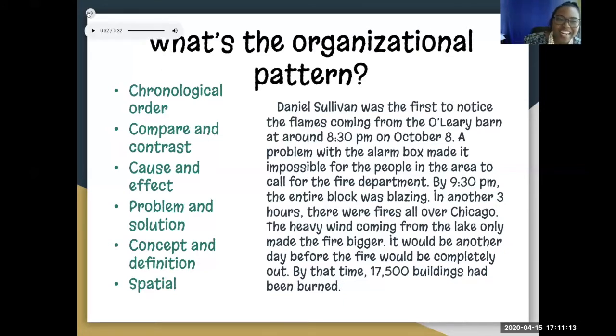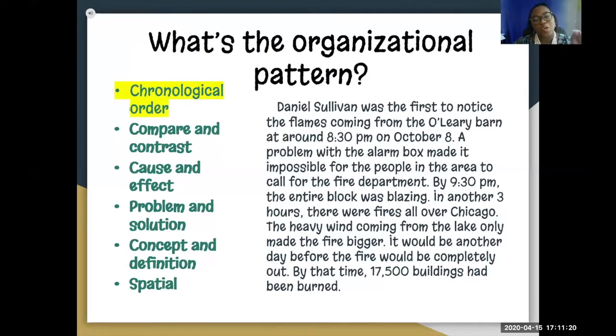Hooray! All right. So with that 30 seconds, I hope that you guys have figured out that this was chronological order. Okay? Now we have some clue words like first, 8:30 p.m., October 8th. These are all dates. These are all times. Okay? And we've got some of those clue words that we wrote down in our notes, okay? By 9:30 p.m., in another 3 hours, another day before, all of these things are clues.